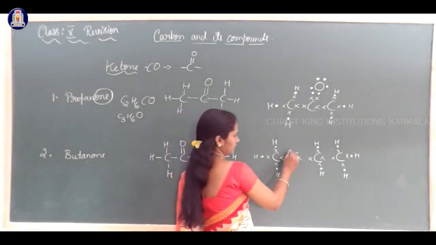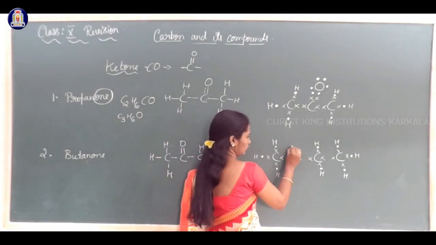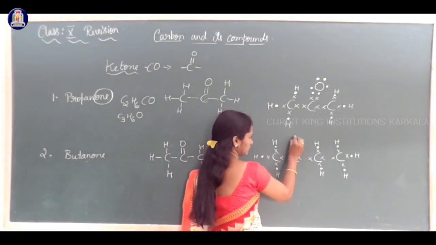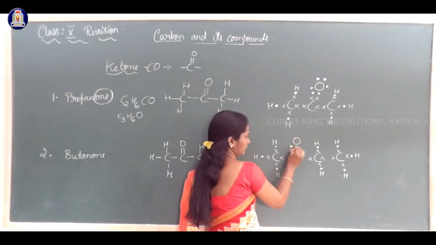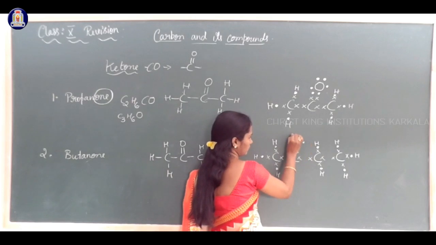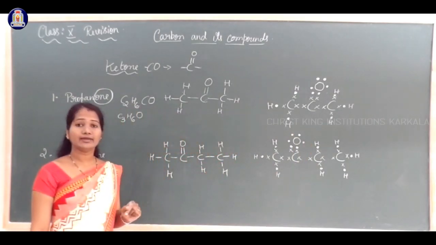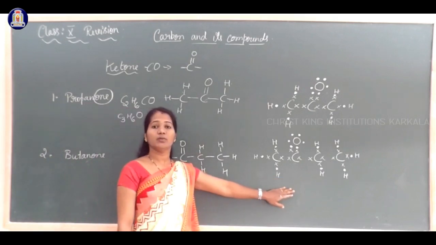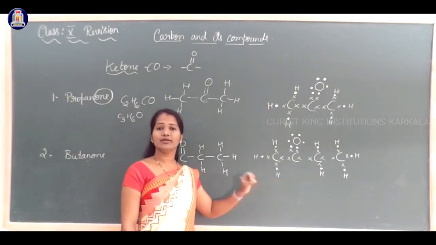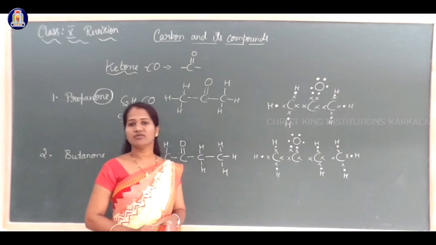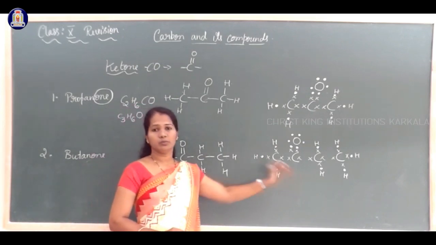So second carbon, double bond, 2 pairs of electrons, oxygen. Out of 6, 1, 2, 3, 4, 5, 6. So this is the electron dot structure of butanone. That is the second member of the family of ketones, which is called the butanone.